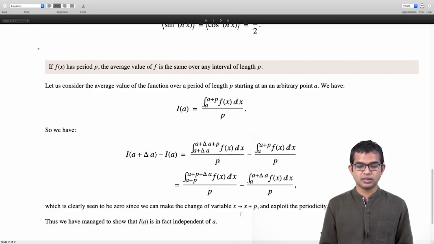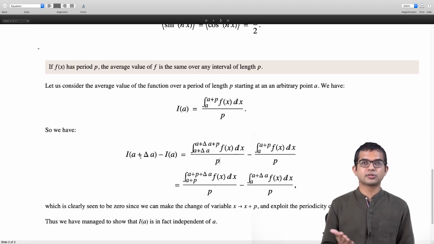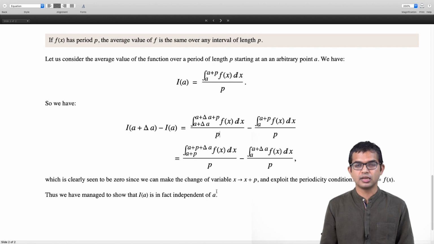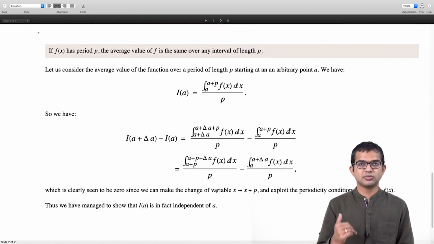Therefore we have managed to show that I of a plus delta a is equal to I of a. So I of a is actually independent of a. You could have started at any point, as long as you cover a length p, which is the period of this function, you're going to get the same average value. We will see in our discussion, which will work out the Fourier series representation for an arbitrary periodic function, that the average of this function is one of the basic ingredients which goes into this Fourier series, and there are other elements which will come up.